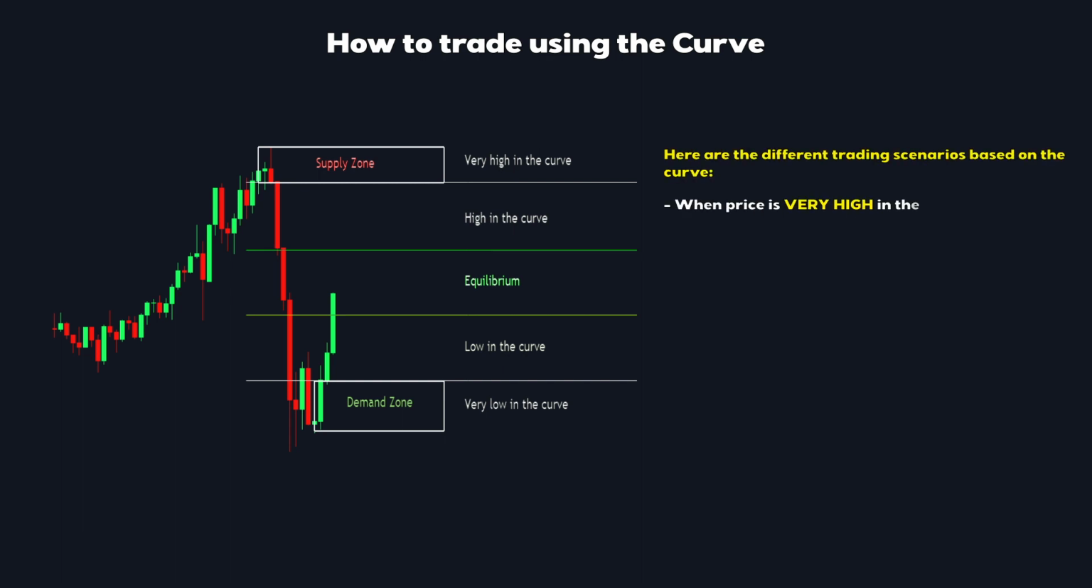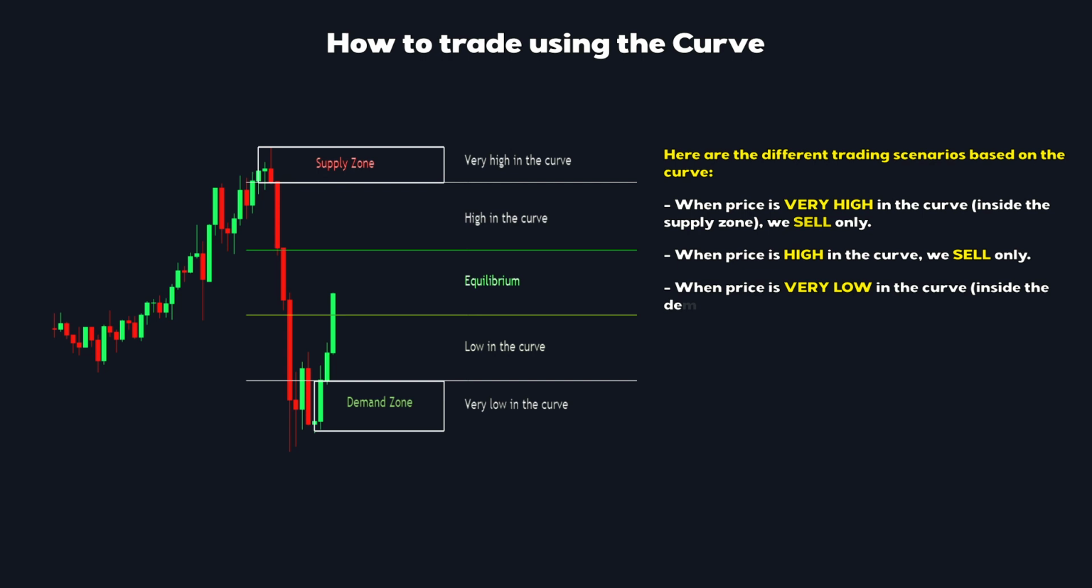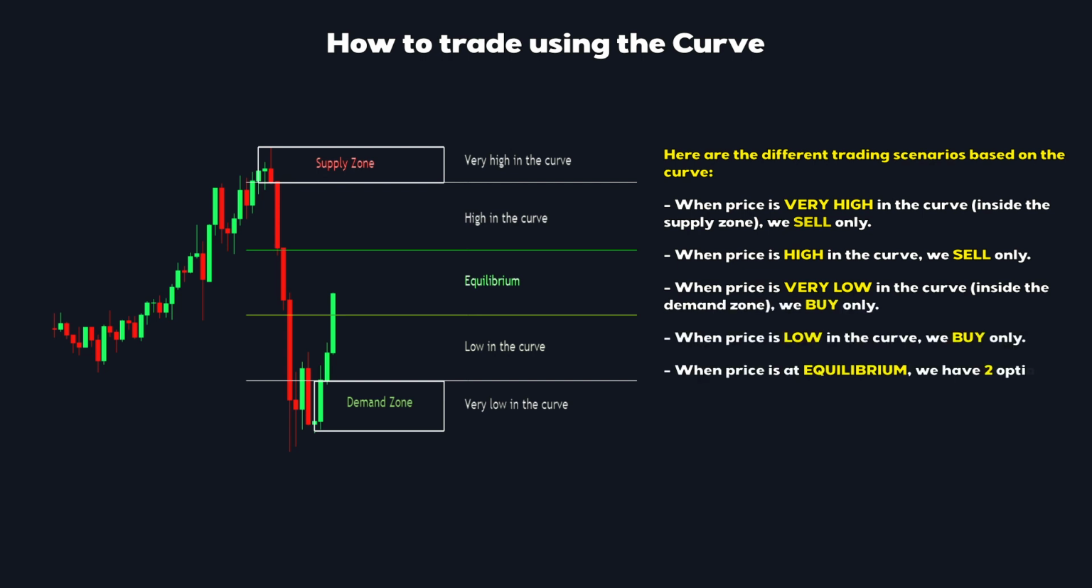When price is very high in the curve, we sell only. When price is high in the curve, we sell only. When price is very low in the curve, we buy only. When price is low in the curve, we buy only. When price is at equilibrium, we have two options: either trade with the prevailing trend or we don't trade.